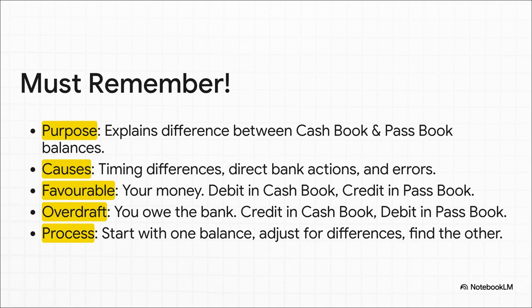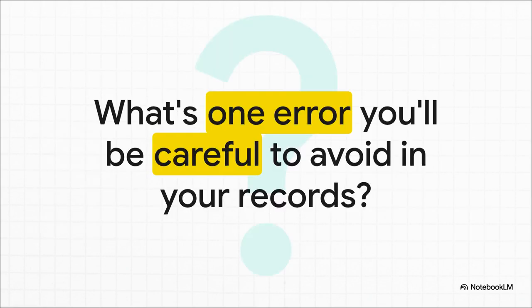A favorable balance is your money. Debit for you, credit for the bank. An overdraft is the bank's money. Credit for you, debit for the bank. And the process? Start with one balance, add and subtract the differences, and arrive at the other. That's really it. So there you have it. You are now fully equipped to solve the mismatch mystery and totally ace that exam.